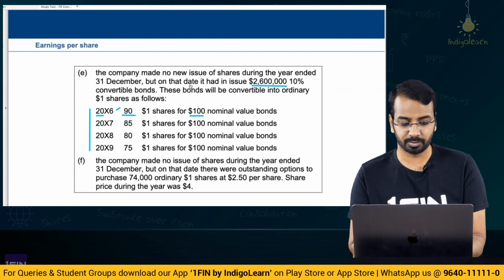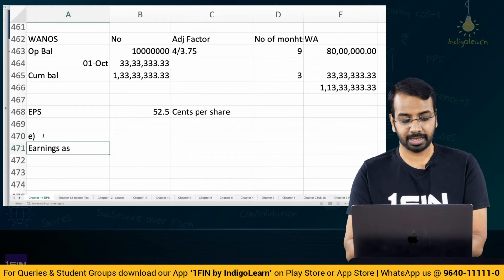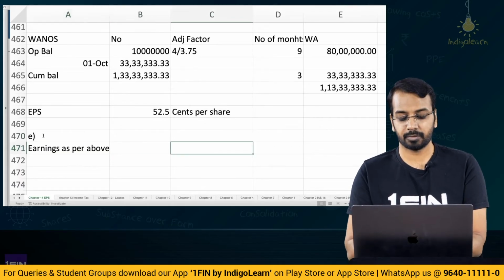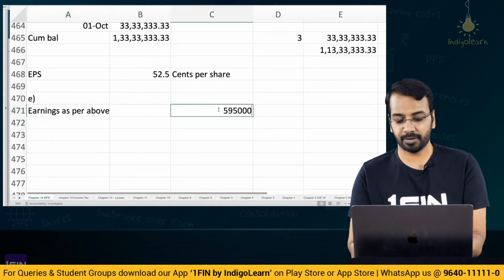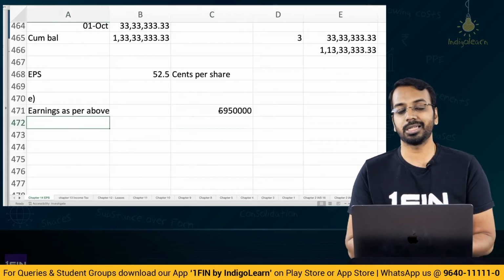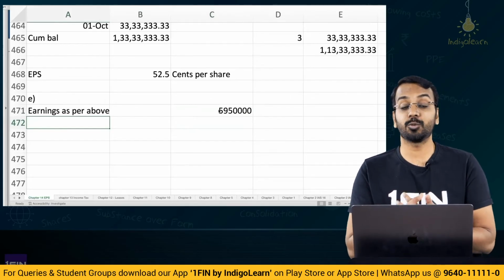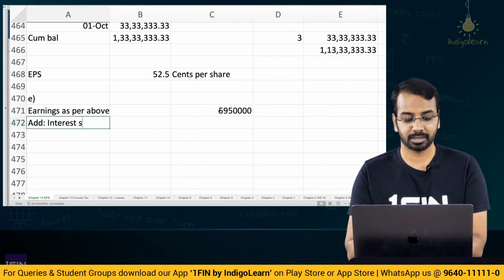Okay. Now, here, how do we calculate? Let's see that. Earnings as per above: 595,123,406. Sorry, 595,4, that is the earnings as given. Now, to this earnings, for the purpose of diluted earnings per share, we need to adjust the interest which will be saved. So add interest savings net of tax.